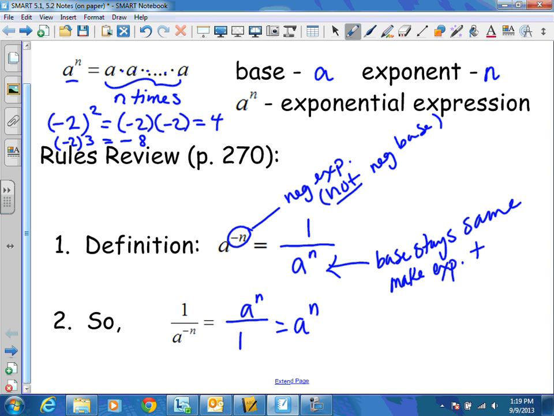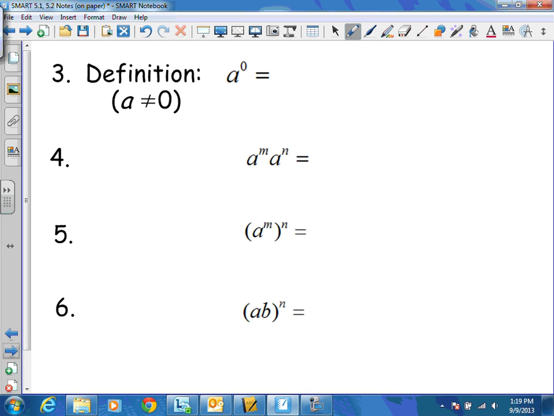All right. Let's get some more rules. Yeah. That's a lot of rules.